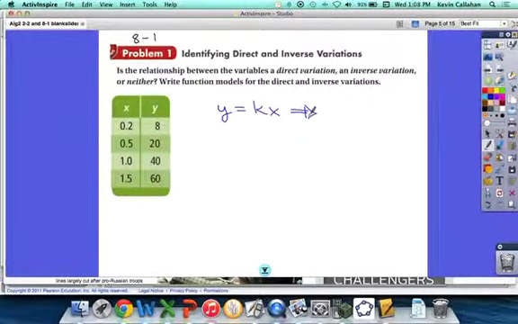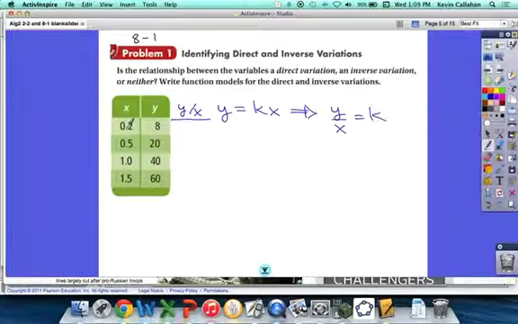If I divide both sides by x, I get y over x equals a constant. So if y divided by x in every case equals the same number, then I know I have a direct variation. So I'm going to make my other column here now, y over x. Okay, 8 divided by 0.2 is 40.